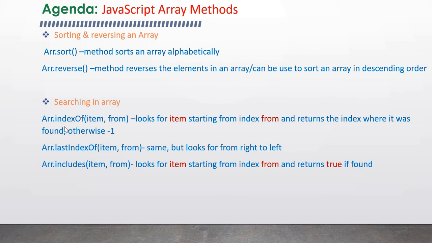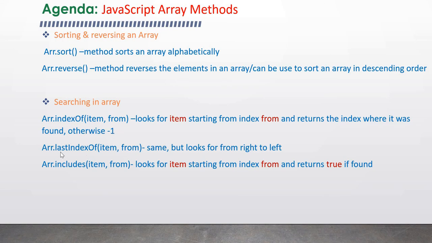There are also searching methods available. For example indexOf: you pass a parameter like the item, and then a from position. It looks for that item starting from the index you give as from, and it will return the index number where that item was found. If it isn't found, it will return -1.